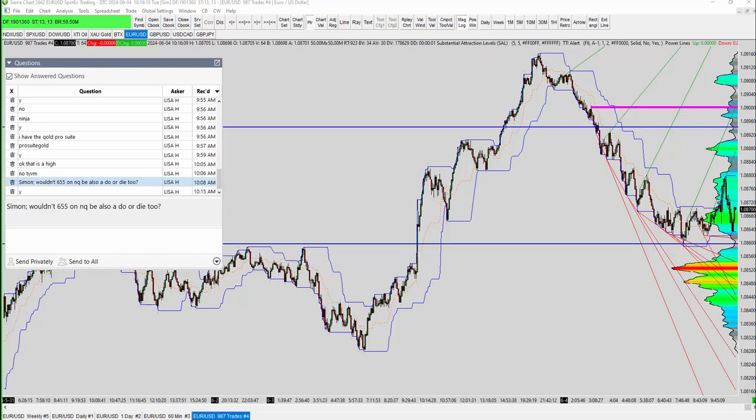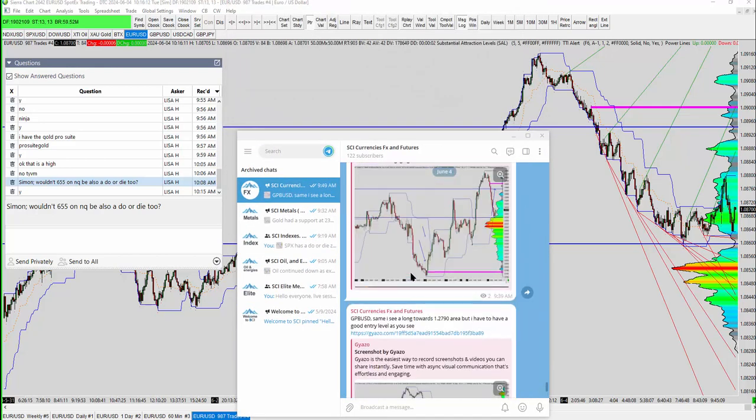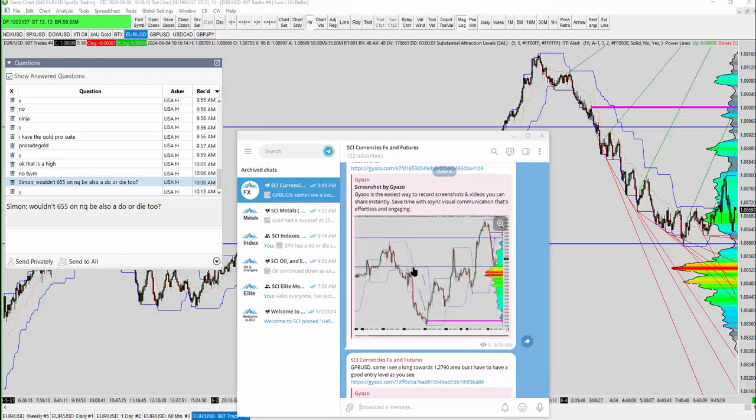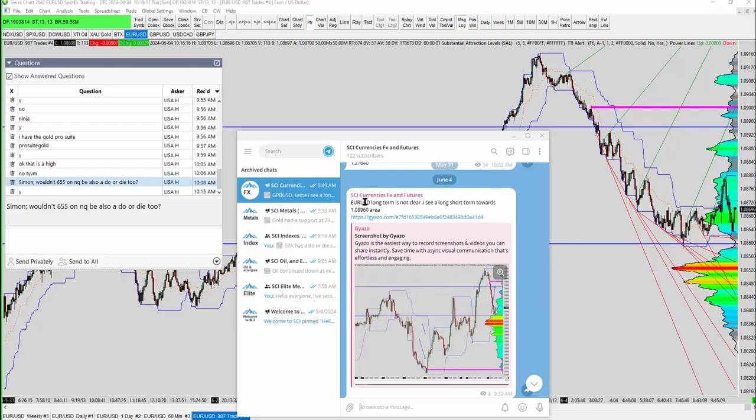See, the euro on the FX channel, I said something about the euro. I said euro USD long term is not clear. Not clear. I see a short term move towards this price.